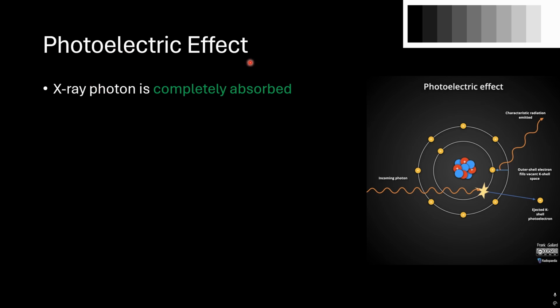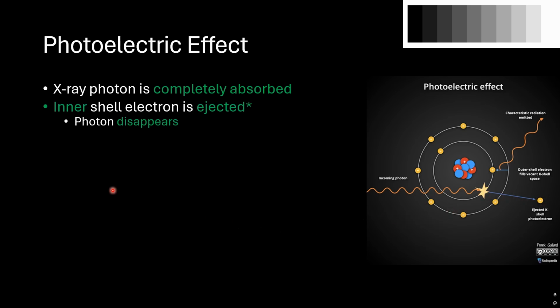So let's talk about the photoelectric effect. This is when the X-ray photon is completely absorbed. We have the incident photon here. It came from the anode towards the patient. It hits an atom within the patient, and it will be fully absorbed by an electron, and that electron will be ejected away from the atom. We can notice that in the photoelectric effect, the ejected electron comes from the inner shell, and the photon will disappear. As it's fully absorbed by the electron, it will disappear from our beam.